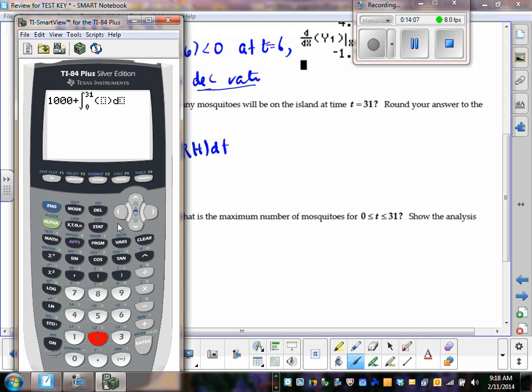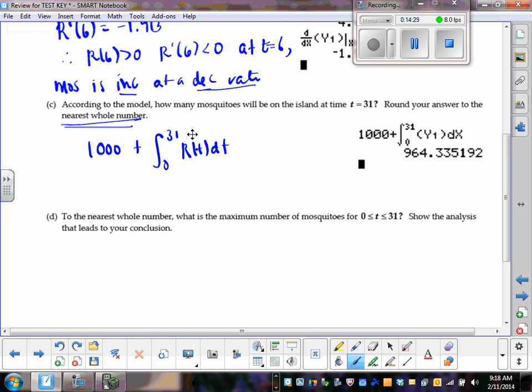Oops, didn't quite work. Of y1 dx. You do have to write down the 1,000 in front of the integral because it's initial value plus change. The integral has to have the correct limits, and it has to have the correct notation, closed off with the dt. In terms of this function, do not write f of x or dx or y1 or anything like that. It has to be the function that's in our word problem. So to the nearest whole number, there are 964 mosquitoes.